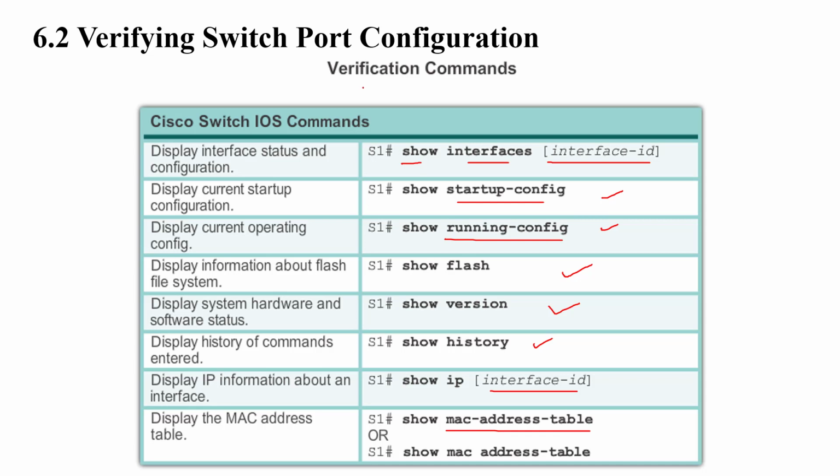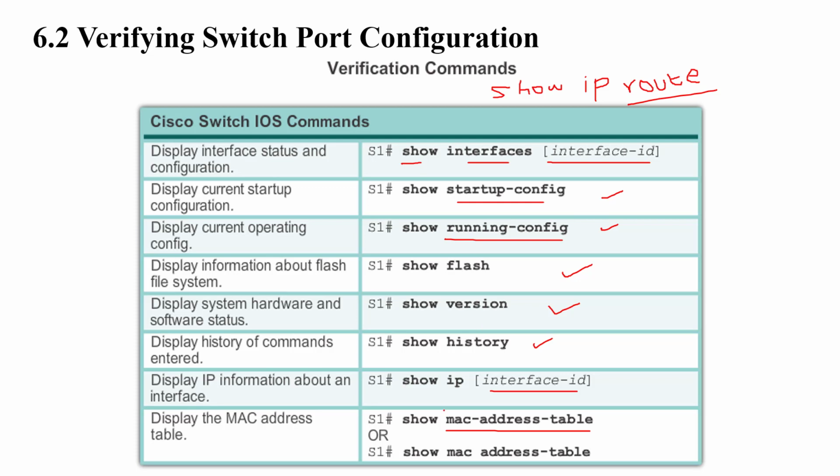In the router, we frequently use the command show ip route. This is a command we used in the router very frequently. What is the purpose of this command? It is used to display the routing table. Your router has a routing table, and we display the routing table by using the command show ip route.